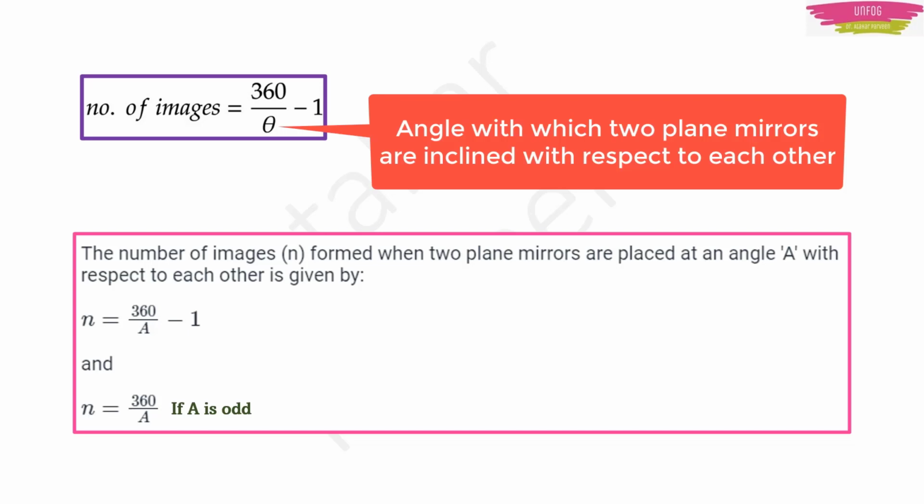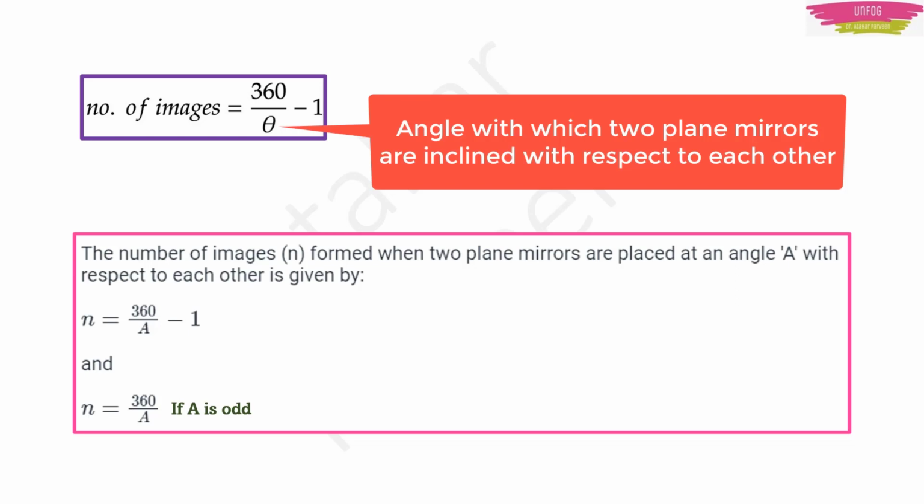But in case they give you the number of images and ask you the angle between the two plane mirrors, in that situation also you have to use the first formula only, that is n is equal to 360 upon theta minus 1. So the first formula is important for us. We use the second formula only in one condition, if the given angle between the two plane mirrors is odd. In the other case, where the angle is even, you have to use the first formula.